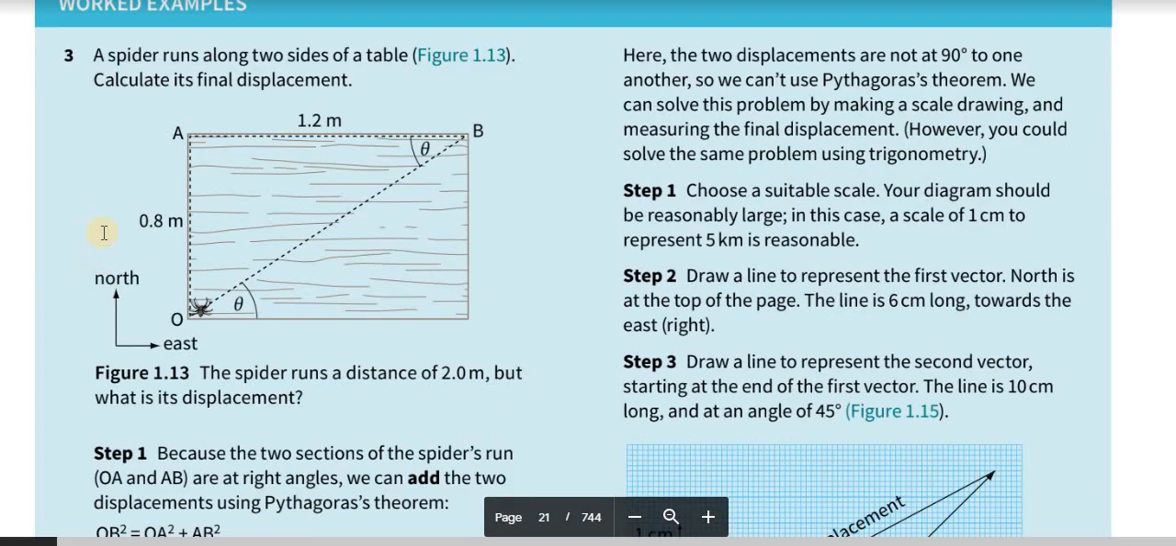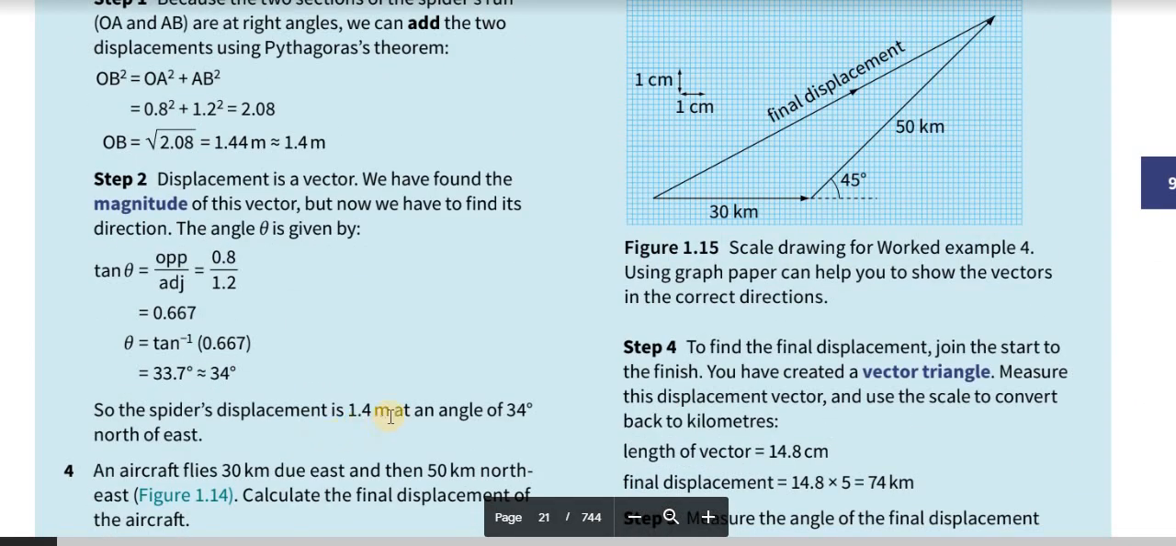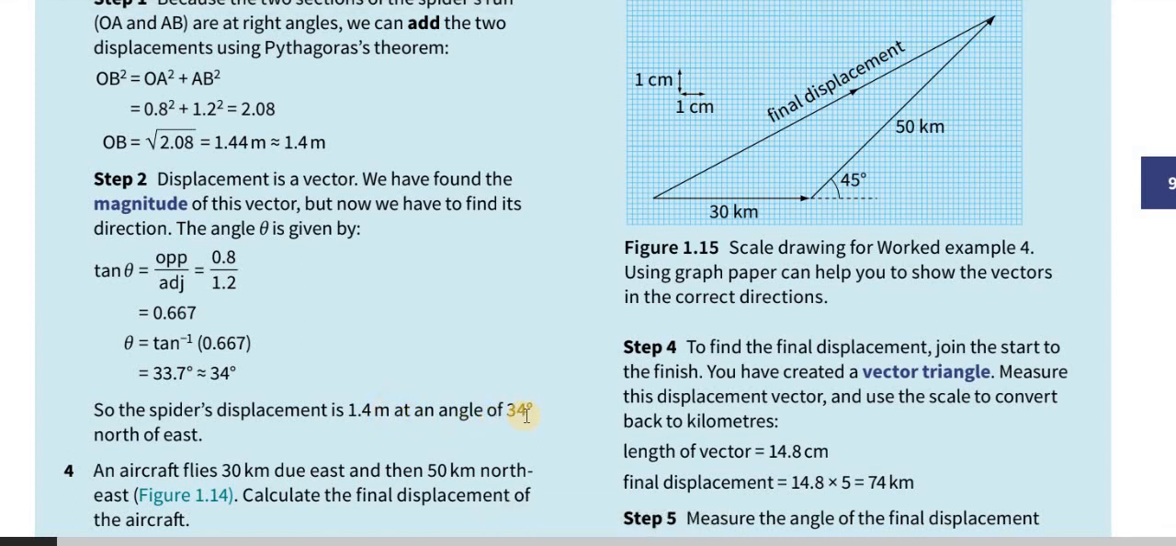Because this direction is north, this direction is east. So north of east means this angle, north of the east direction. This angle is what we found over here, 34 degrees. So the spider's displacement is 1.4 meters at an angle 34 degrees north of east.